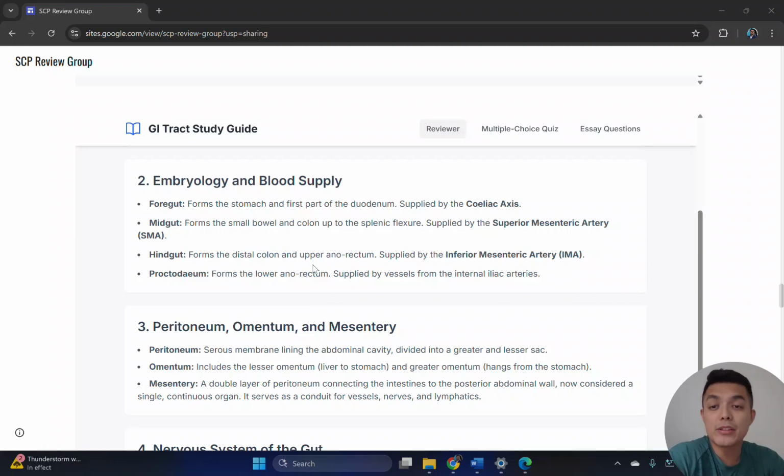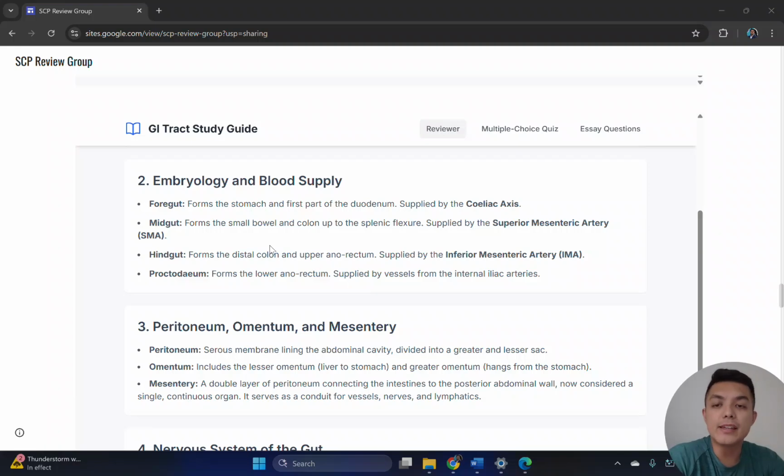And next is embryology and blood supply. So first is the foregut. This forms the stomach and the first part of the duodenum. So that's the foregut, and it's supplied by the celiac axis. Next is the midgut. This forms the small bowel and colon up to the splenic flexure, and it's supplied by the SMA or the superior mesenteric artery.